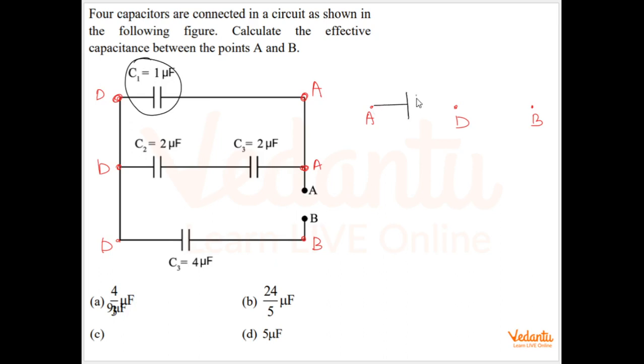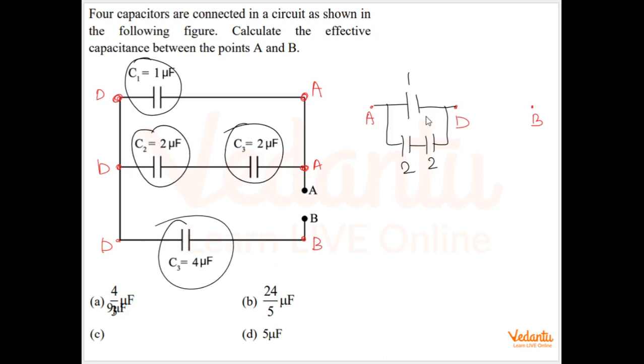Now when I redraw, my dear bacha, look, first of all, this C1 is directly between A and D. So I will draw 1 microfarad like this. Then beta, this C2 and C3 are in series and they are in between A and D. So I will draw 2 and 2 like this. They are in series and between A and D, C2, C3. And beta, then this 4 microfarad is between B and D. So I will draw 4 microfarad like this.